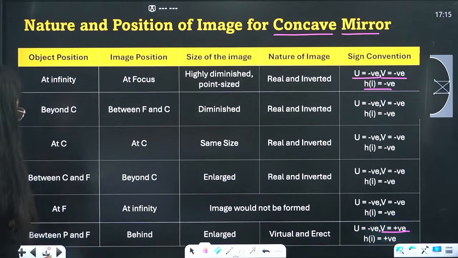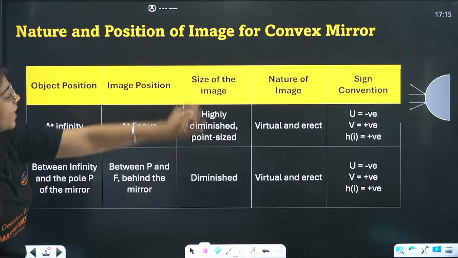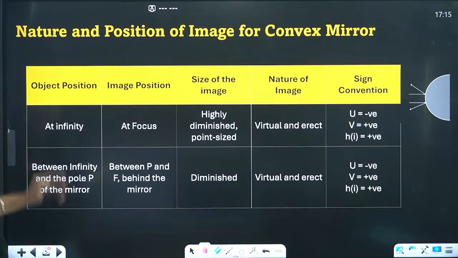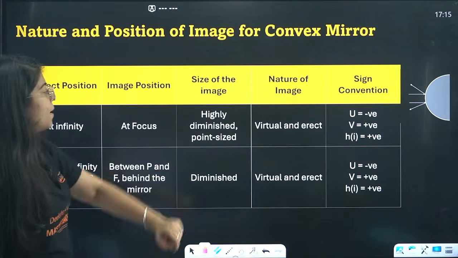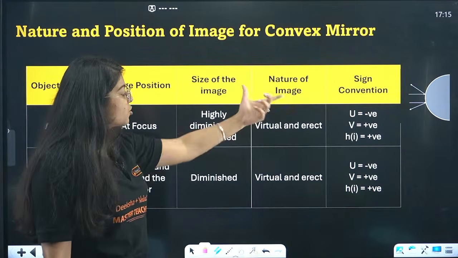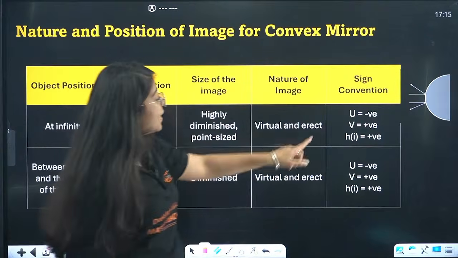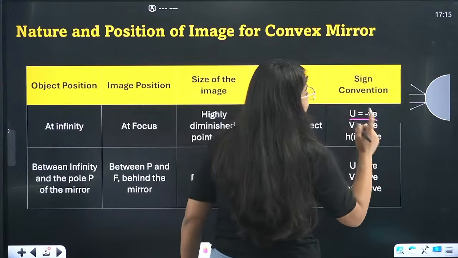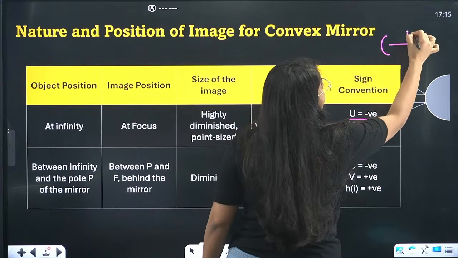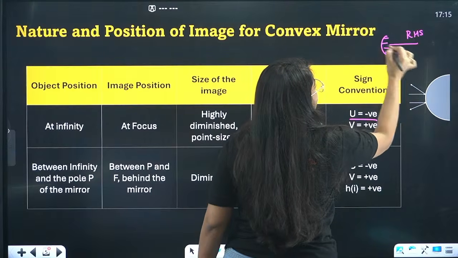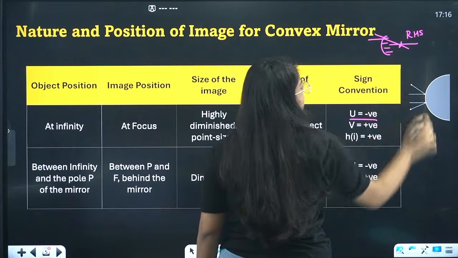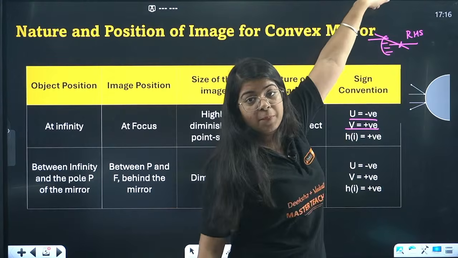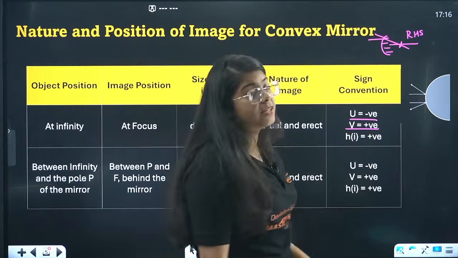Okay. Now, same for convex mirror. We just have 2 cases of convex mirror, at infinity, and any point between P and F behind the mirror. This is highly diminished, virtual and direct always, and it is always diminished, right? And here also U is negative, but image is formed on right hand side of the convex mirror. So V is always positive, and image is formed on the upper side of the principal axis. So height is positive.